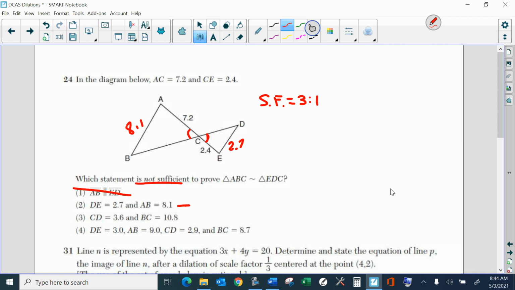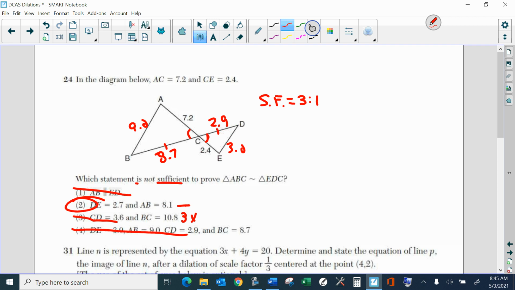Let's check it. CD is 3.6 and that's 10.8. Yes, that's 3 times. And that would give me a SAS similarity. So that will work. Okay, and if they told me DE is 3.0, AB is 9.0, CD is 2.9, and BC is 8.7. That's 3 times as well. Both of those are 3 times. Okay, so now I'd have SSS similarity. So that also proves it.